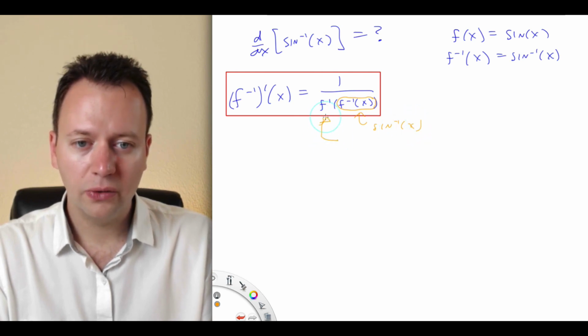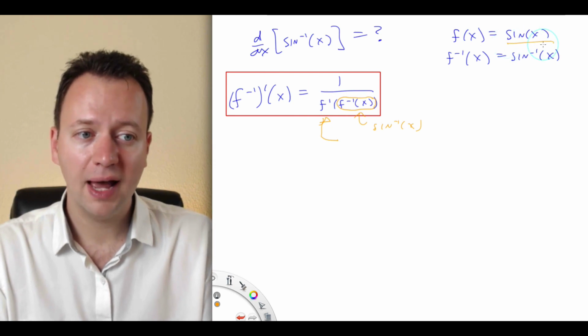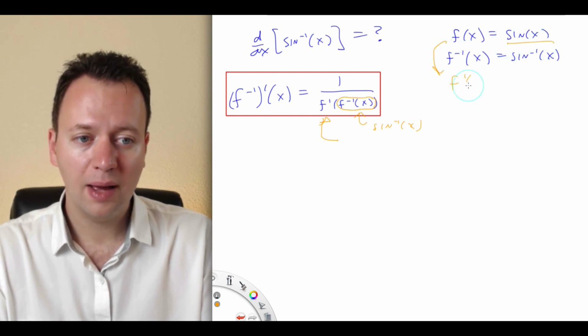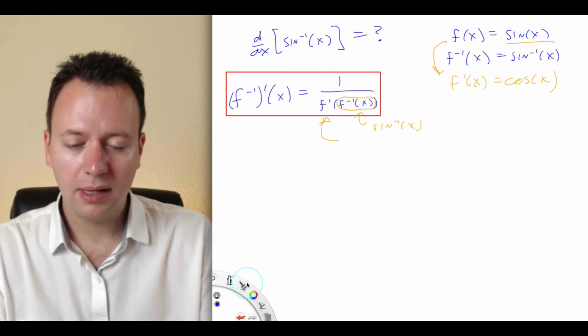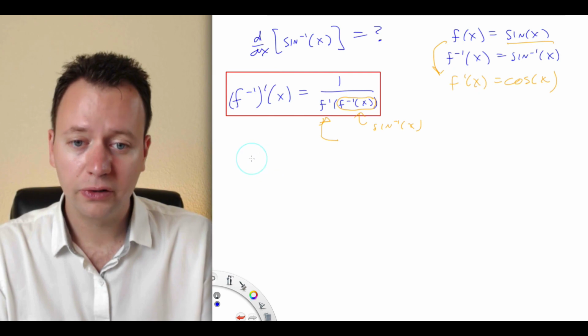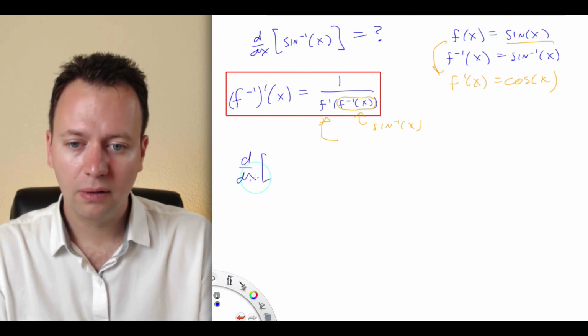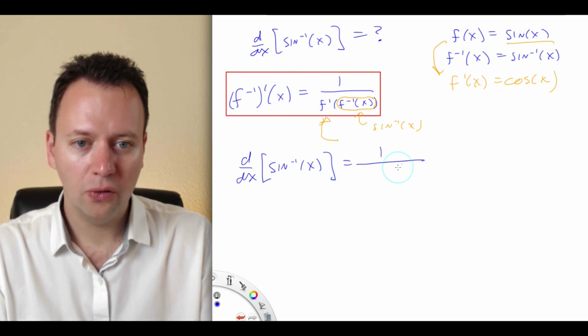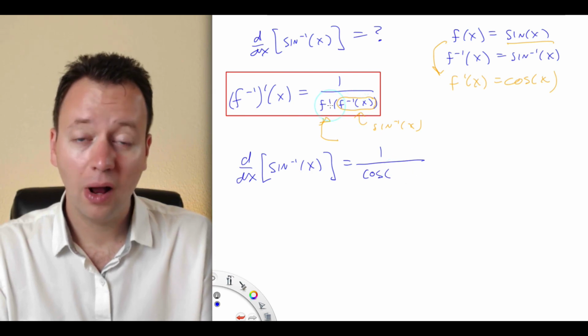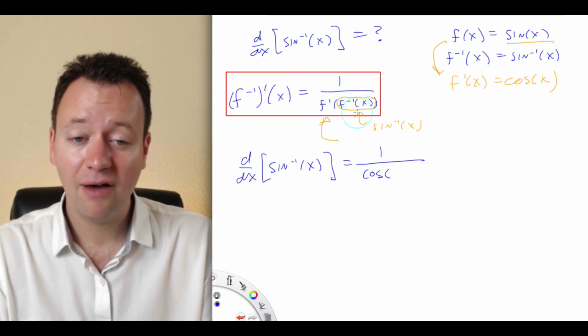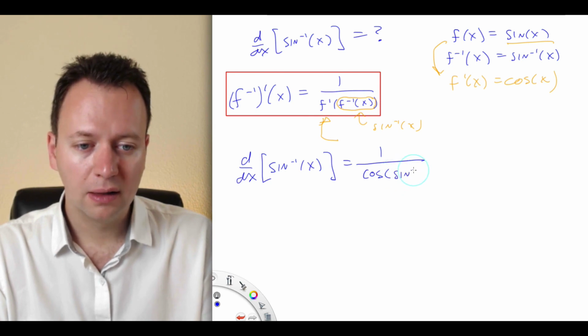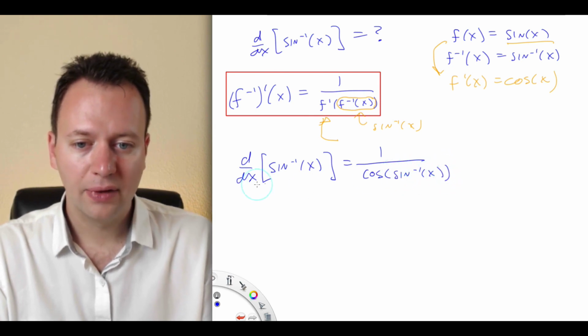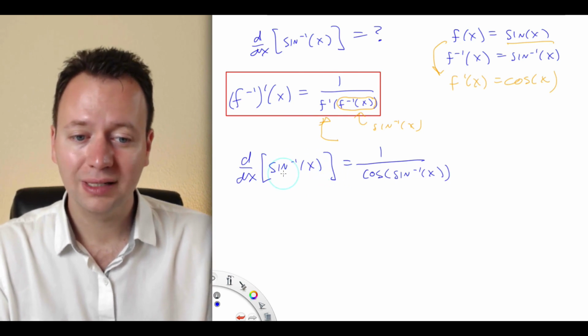So all we need to really do is compute f prime. Well, if f is sine of x, we know that f prime of x is equal to cosine of x. So the conclusion is that the derivative of f inverse, in other words, the derivative of arcsine of x, is going to equal 1 over f prime, which is cosine, evaluated at f inverse of x, so it's cosine of arcsine of x. So this is the derivative of the arcsine function.